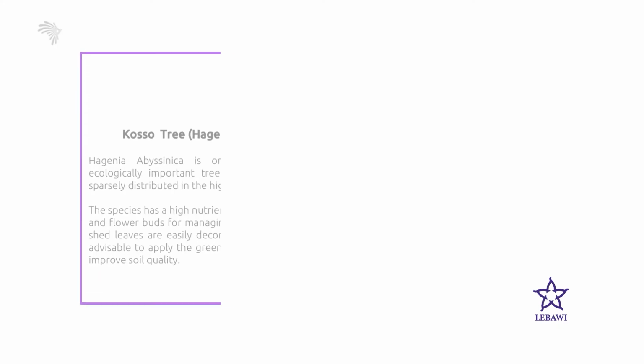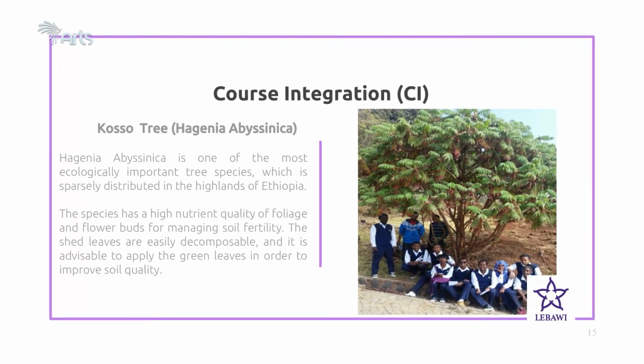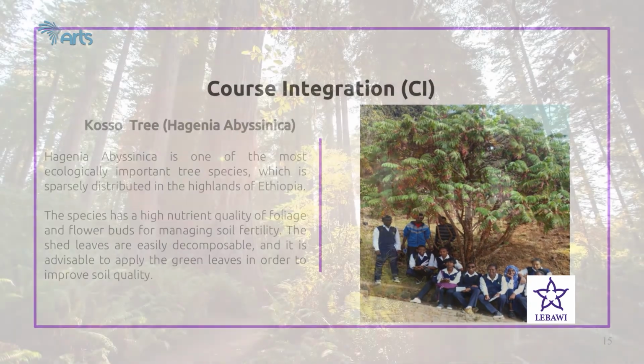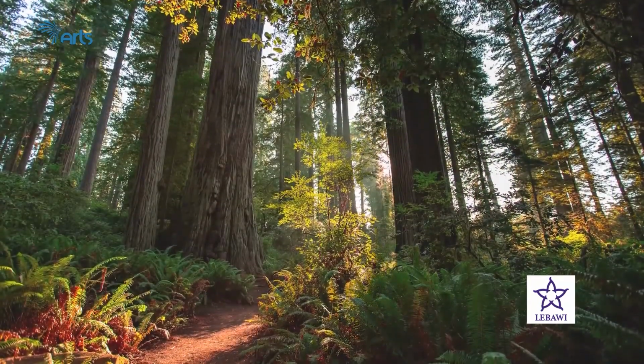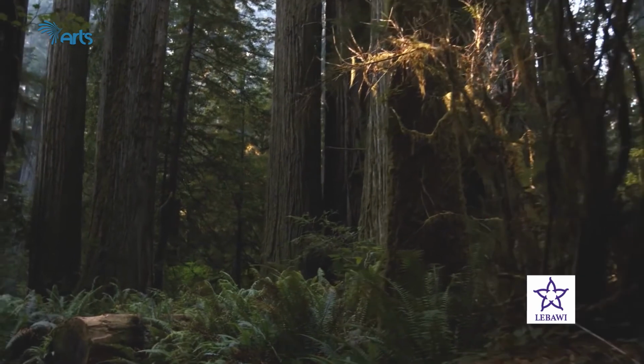So far, we have seen something about capillary action, surface tension, adhesion and cohesion. Now let's try to apply this concept in real life. So, as you all know, Kosovo tree, in its scientific name called Hagenia abyssinica, is one of the most ecologically important tree species, which is sparsely distributed in the highlands of Ethiopia.